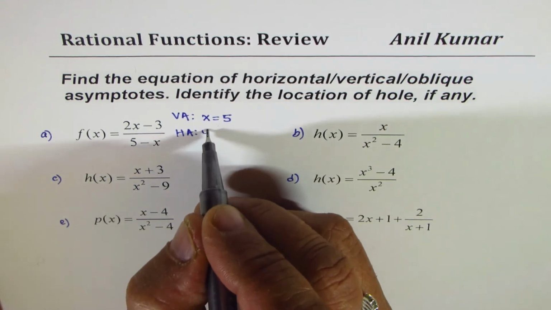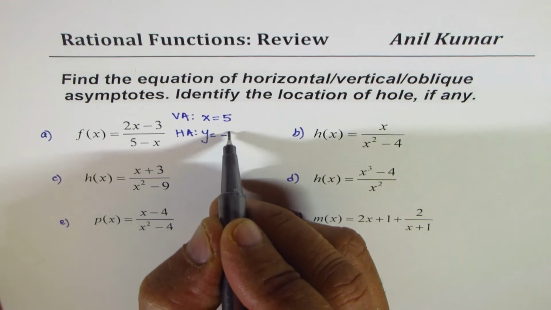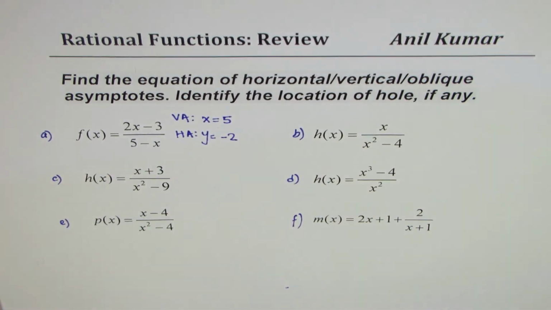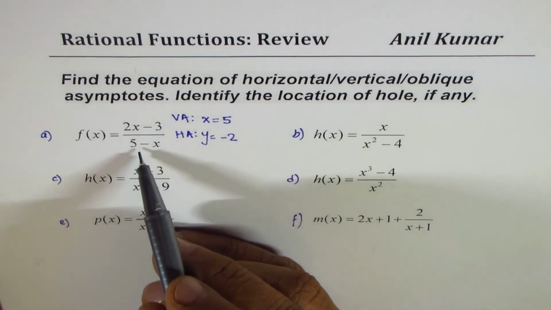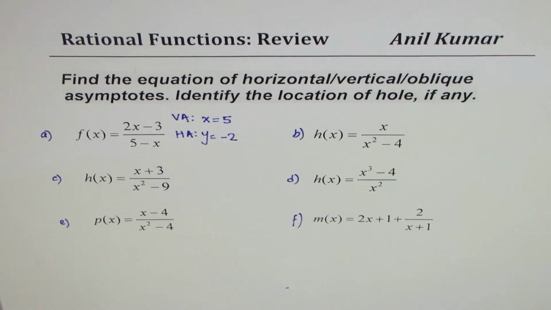y equals 2 over minus 1, so it's minus 2. Do you get it? The horizontal asymptote is y equals minus 2. We don't have any oblique asymptote when we have a horizontal asymptote. I hope that part is very clear.